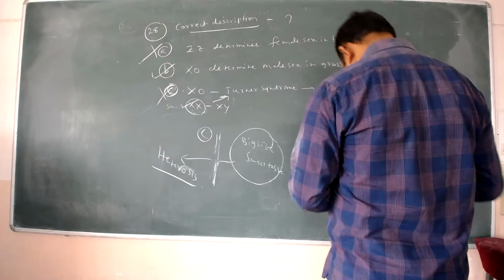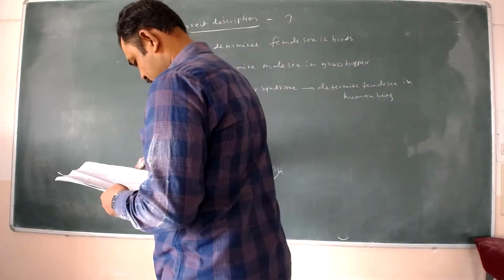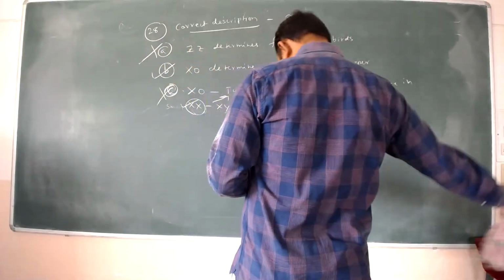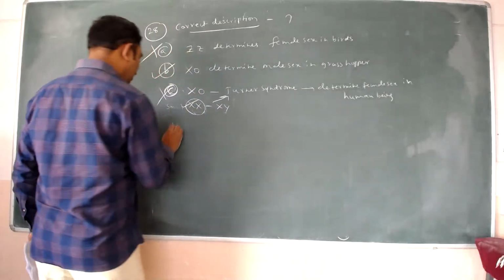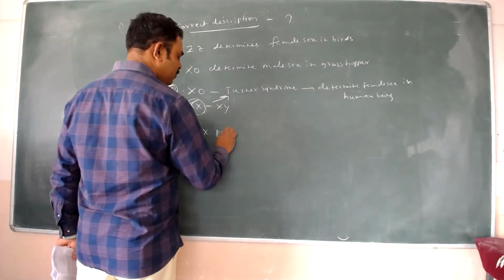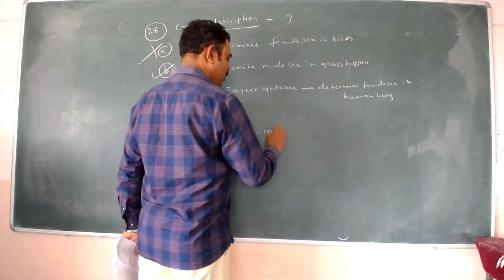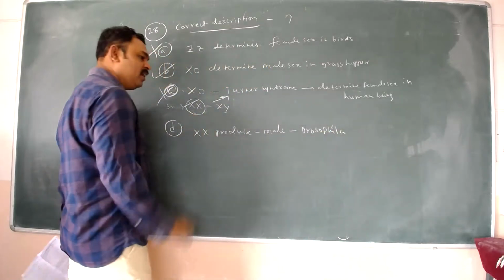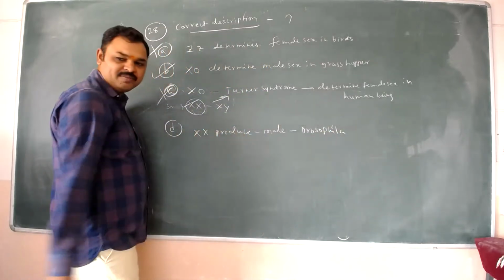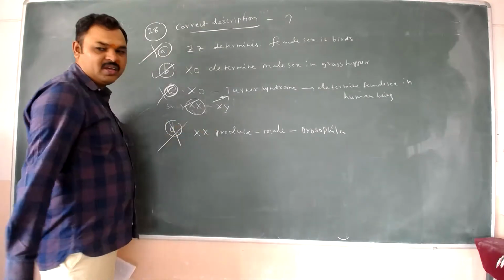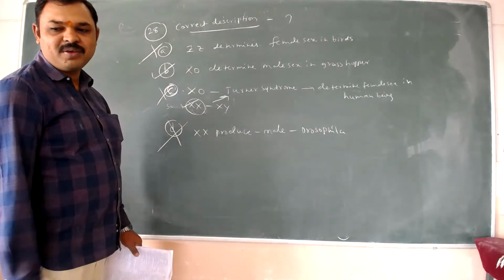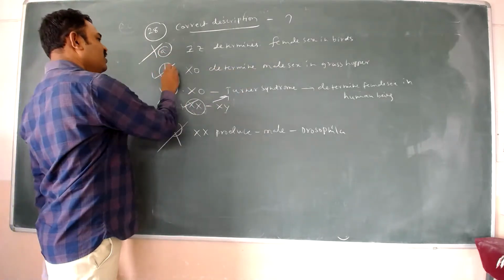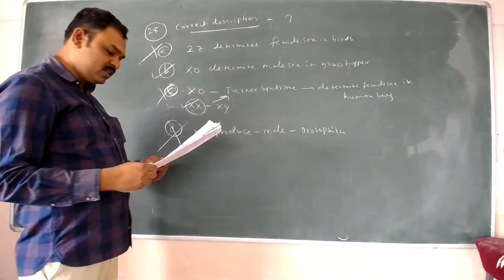Next, statement D: XX produces male in Drosophila. In Drosophila, XX produces female, not male. So this is wrong. X0 determines male sex in Drosophila, which is correct. So the answer for 28 is D.